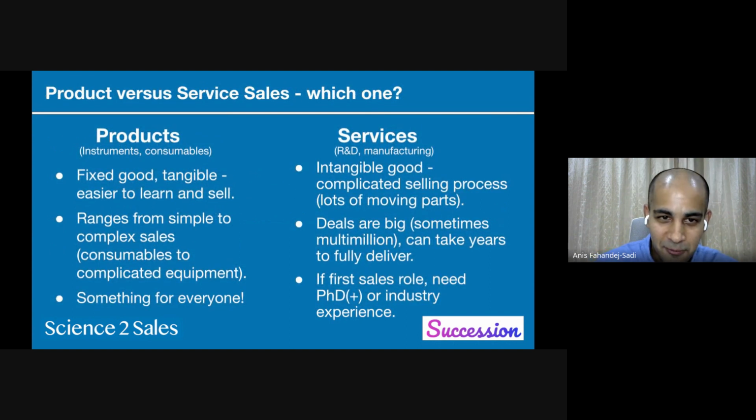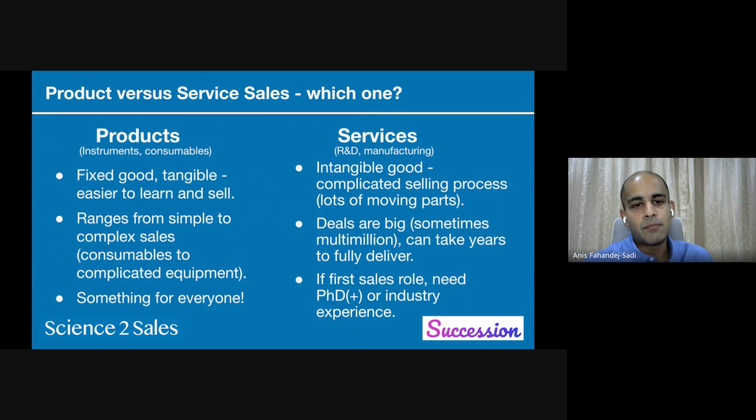Quick breakdown, right, of the two main areas. So you have products on one side and you have services on the other side, right? So products is kind of where everyone and anyone can land up. So the main reason is this is a fixed good. This is tangible. This is something you can point to and be like, there's the thing I'm selling.